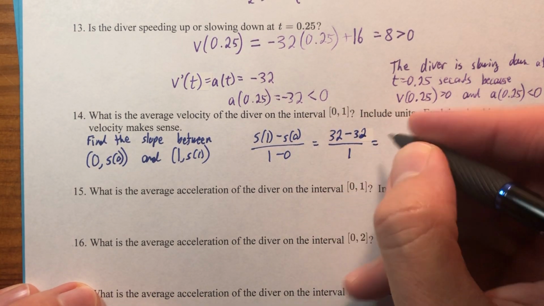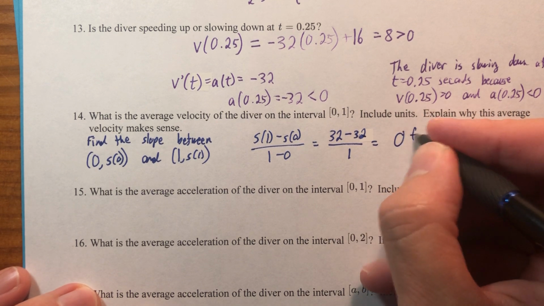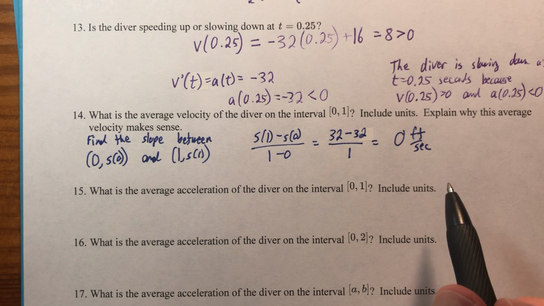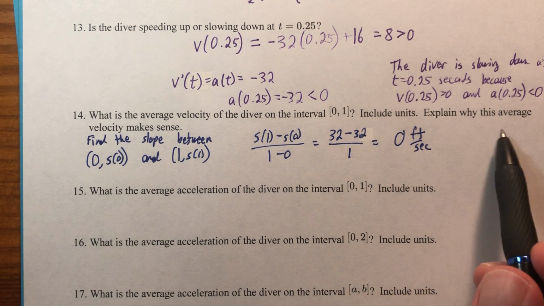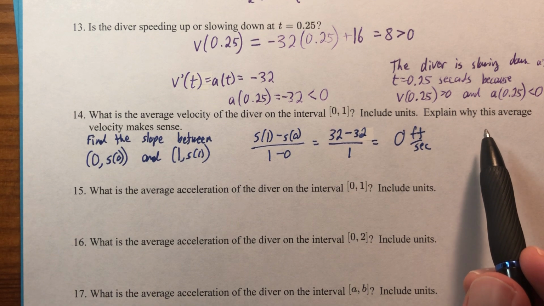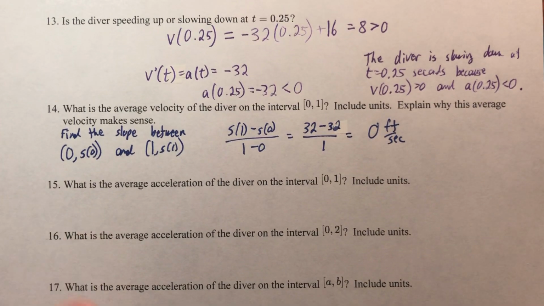And obviously we're dividing by 1. So we really have 0 feet per second. So at 1 second, the diver, this is the explanation, at 1 second, the diver is at his starting point, the initial height. I'm going to write that down.